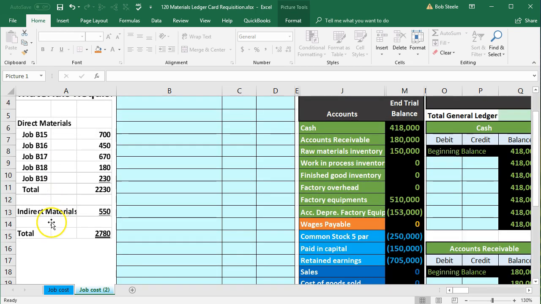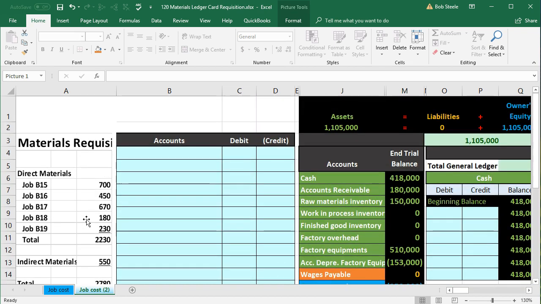And so then we also have some small materials that we're not going to apply to a particular job, the 550. That could be stuff like, if we're making guitars, glue or something like that, the things that go into the guitar. If we're talking about construction, these might be small materials that it's not worth tracking to particular jobs.